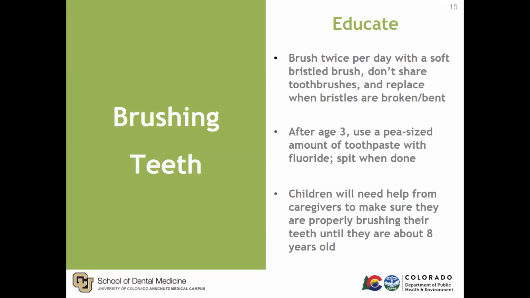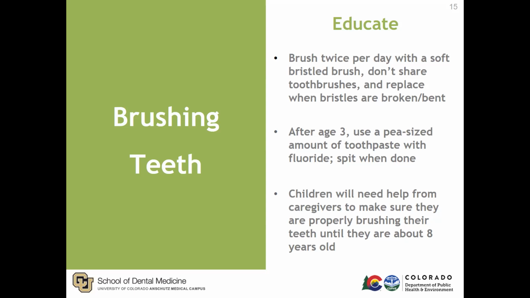Similar to infants, toddlers should have their teeth brushed twice a day with a soft brush using toothpaste with fluoride. Never share toothbrushes and replace the toothbrush when the bristles are bent or broken. For toddlers who can spit intentionally, a pea-sized amount of toothpaste is all that they need.